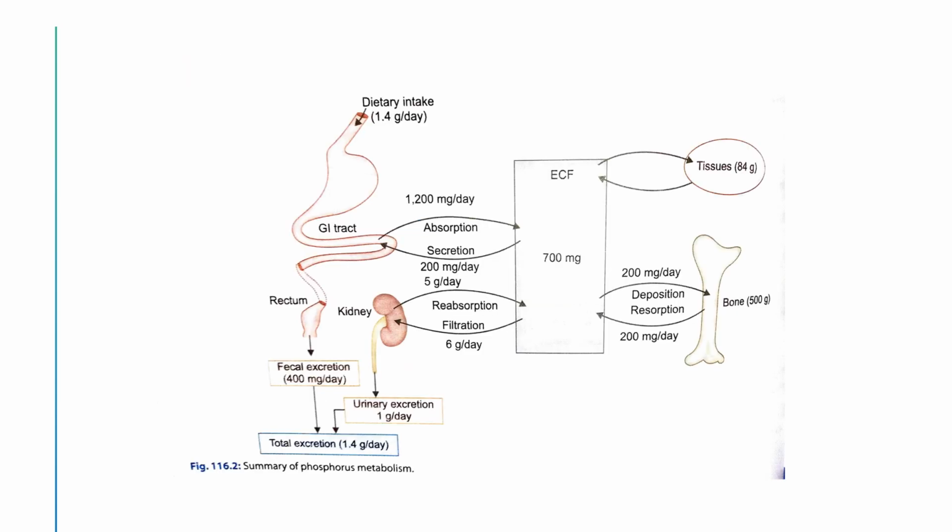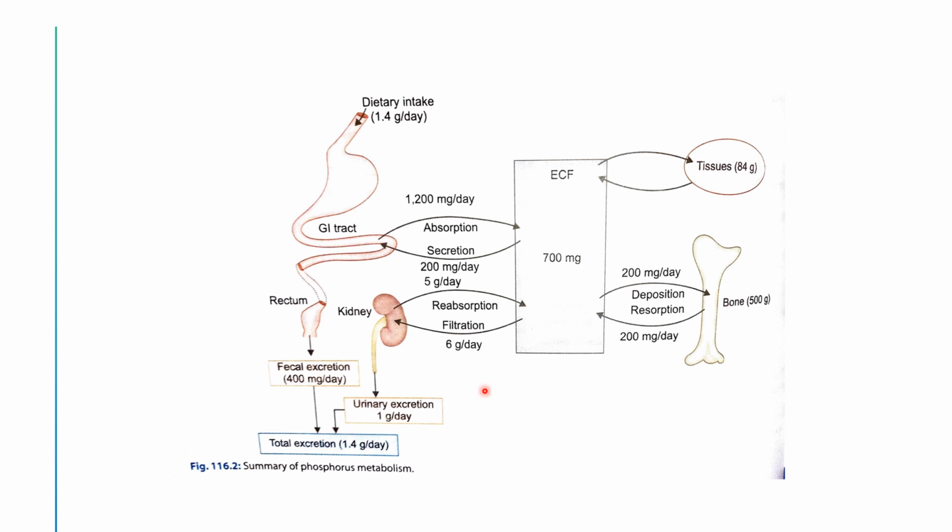So this is the picture showing the phosphate metabolism. The daily phosphate intake is about 1.4 grams per day, out of which 75% is absorbed from the intestine and 25% is excreted in the stools. The phosphate pool in ECF is about 700 mg, from where about 200 mg is excreted with the bones for bone remodeling.